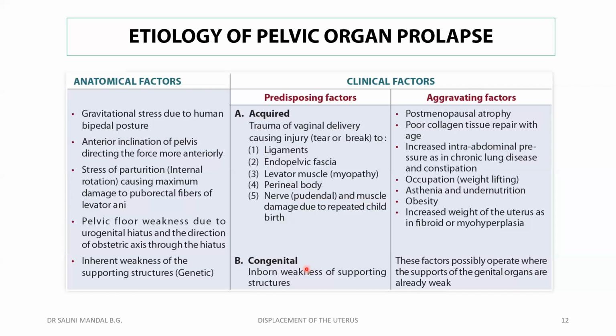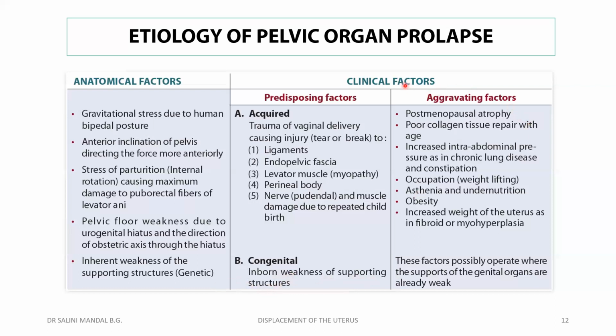Next one, let's talk about the congenital one. Congenital, you need to remember, is the congenital weakness of the supporting structure, which is responsible for nulliparous prolapse or prolapse following an easy vaginal delivery. So congenital weakness should be the cause. The sole congenital predisposing factor for having a pelvic organ prolapse is congenital weakness of the supporting structures. Okay. This is the inborn weakness of supporting structures, as it is mentioned.